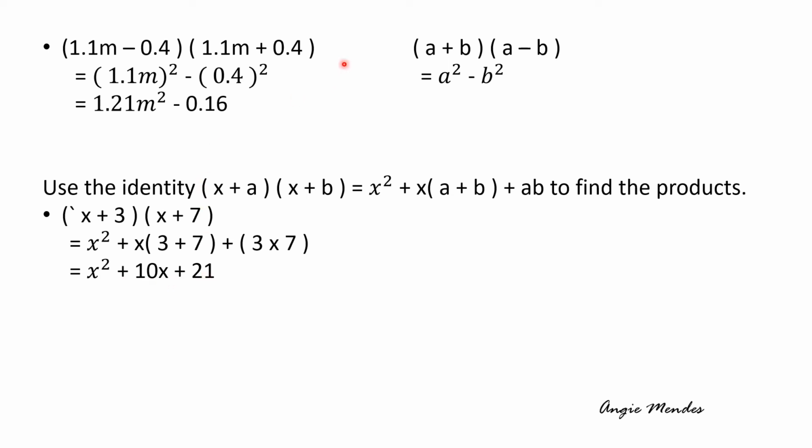Now here we have another identity, a plus b, a minus b. How do we get that? Now look at this problem that is given here. 1.1 m minus 0.4 multiplied by 1.1 m plus 0.4. Now here again we have a minus b, a plus b. So a plus b, a minus b is a square minus b square. So apply that here. A is 1.1 m, so this will become a square minus b square. So if you simplify this further, you will get the solution.